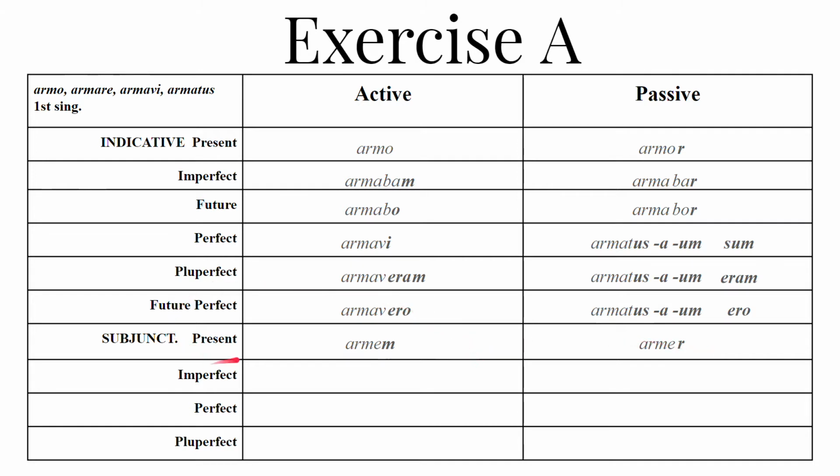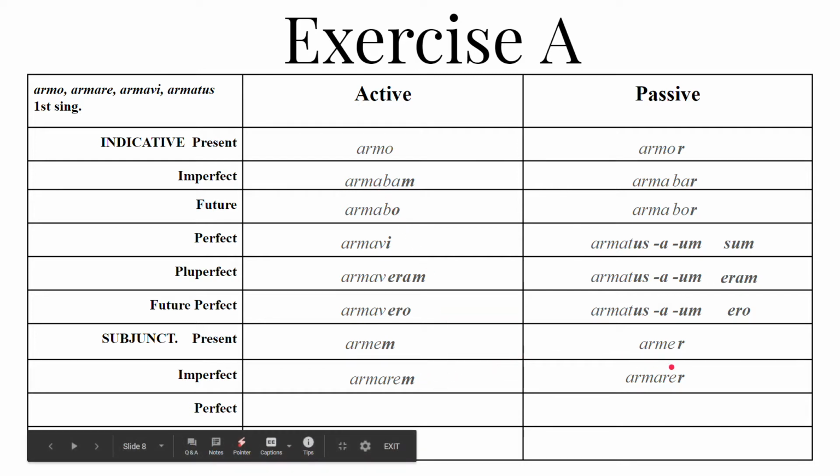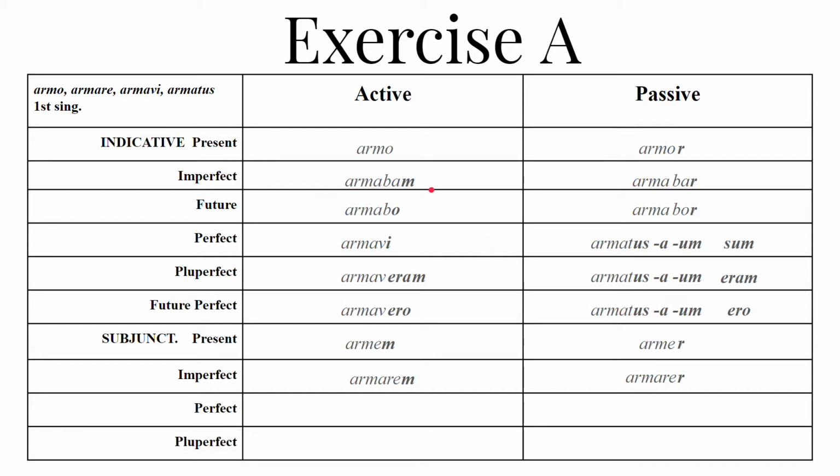For the imperfect subjunctive, find the present active infinitive. It is the second principal part, unaltered, unchanged. Armare, first conjugation. Go ahead and write armare for both entries, and then add the personal ending. Easy. M for the active, R for the passive. Armarem, armarer.